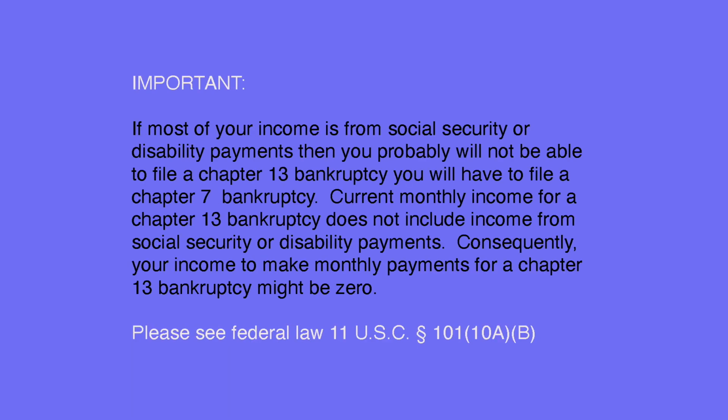Important: if most of your income is from Social Security or disability payments, then you probably will not be able to file a Chapter 13 bankruptcy. You will have to file a Chapter 7 bankruptcy. Current monthly income for a Chapter 13 bankruptcy does not include income from Social Security or disability payments. Consequently, your income to make monthly payments for a Chapter 13 bankruptcy might be zero. Please see 11 U.S.C. Section 101(10A)(B).